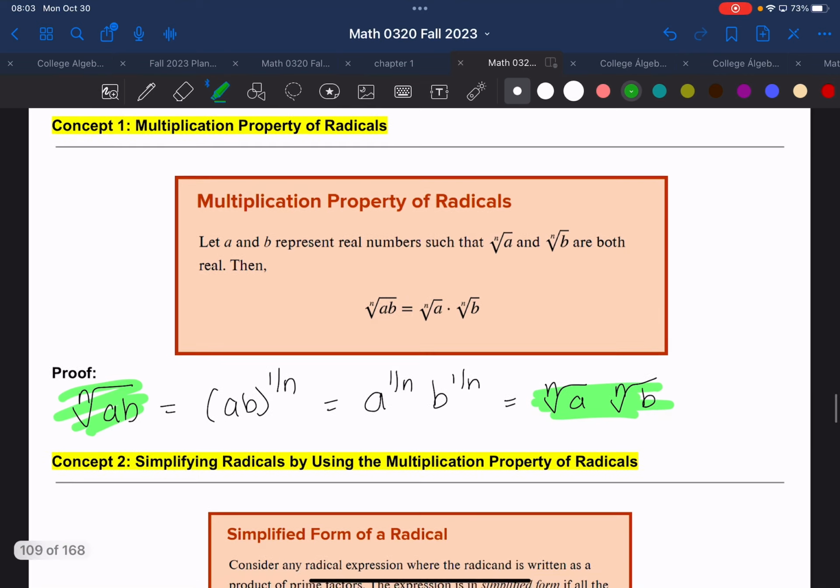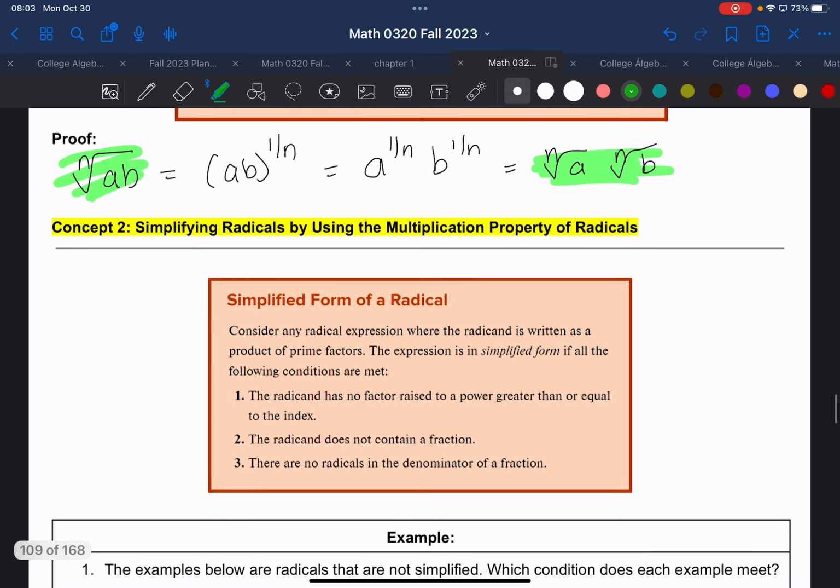We're going to use that skill in concept 2. In concept 2, we're simplifying using that multiplication property. So in order to simplify, we have to know what each part of the radical is labeled as. So for example, if we had the third root of 6, we say that this 3 here is the index. So all I'm doing is labeling some vocab. Whatever that nth root is, that's the index. And then whatever is under that radical is called the radicand.